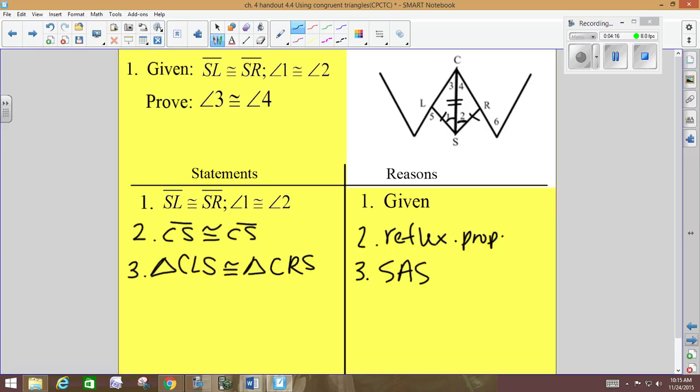Since the two triangles are congruent, all their corresponding parts are. So angle 3 corresponds with which angle? Angle 4. So we'll say angle 3 is congruent to angle 4. And our reason, corresponding parts of congruent triangles are congruent. CPCTC. Ben. That's all we're doing today, adding 1 step.